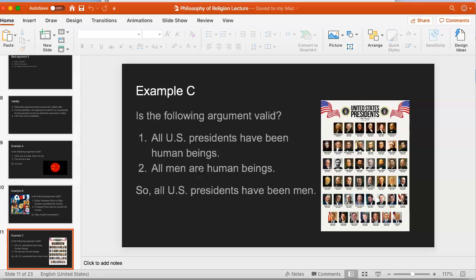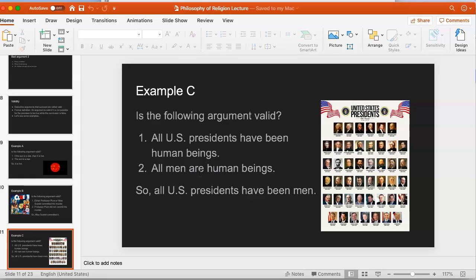Even though everything in the argument is true, sadly, nevertheless, it's not valid because it's possible for the premises to be true and the conclusion false. You have to use your imagination a bit. Perhaps start by imagining that the conclusion is false. Imagine that we have had a US president who has not been a man. So, for example, imagine that Hillary Clinton became president in 2016.